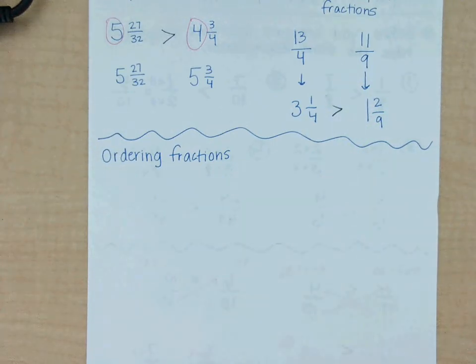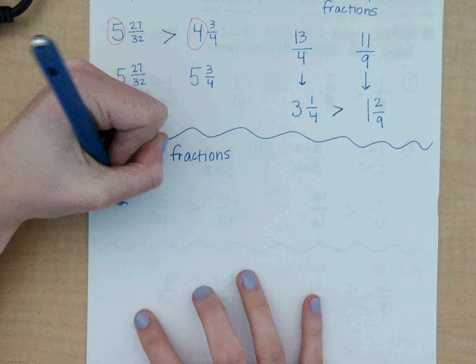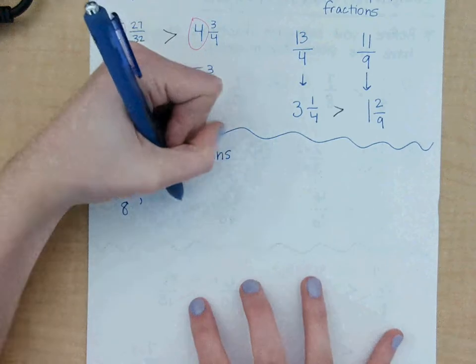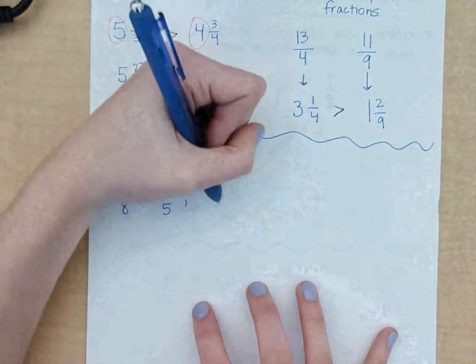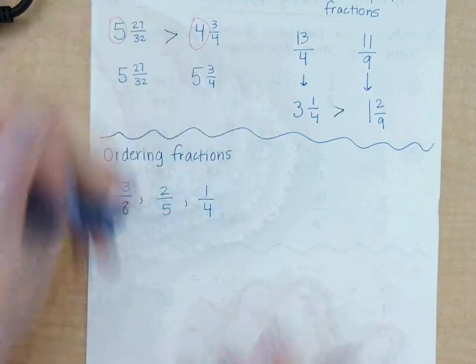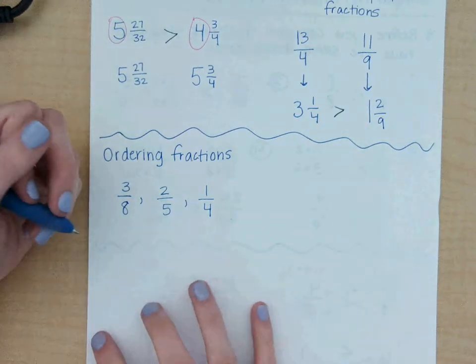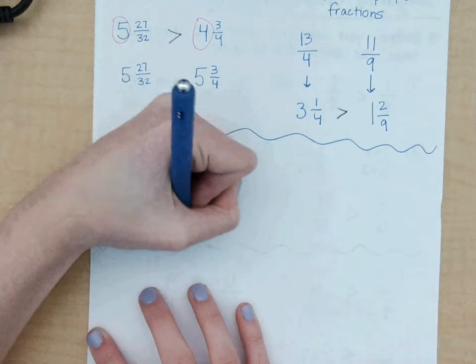So just like before, when we were comparing them, we had to have the same denominator. That same rule is going to apply. Before we can order fractions, they have to have the same denominator. So let's say I'll give you 3/8, and usually you're going to have 3 or more to order. So let's look at one with 3. 3/8, 2/5, and 1/4. And I want you to order that from least to greatest.